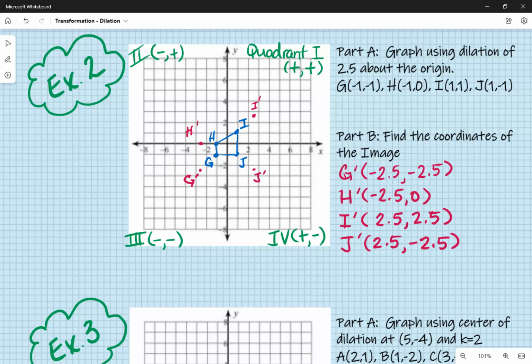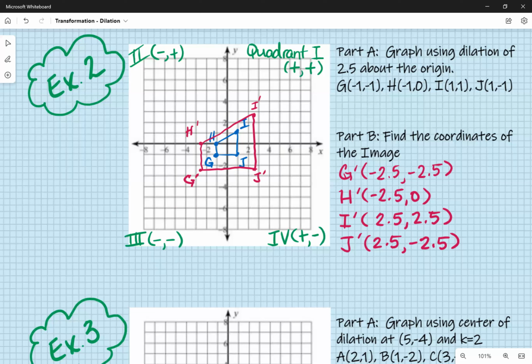And I'm going to try my best again without this ruler to connect the points as best I can. The ruler function doesn't work. Okay, so that is what it looks like if I am trying to actually graph and I'm given the scale factor. Again, if I wanted to verify for G prime, that's in quadrant 3. So if I look at my coordinates, I should see a negative and a negative, which I do, and so on and so forth.